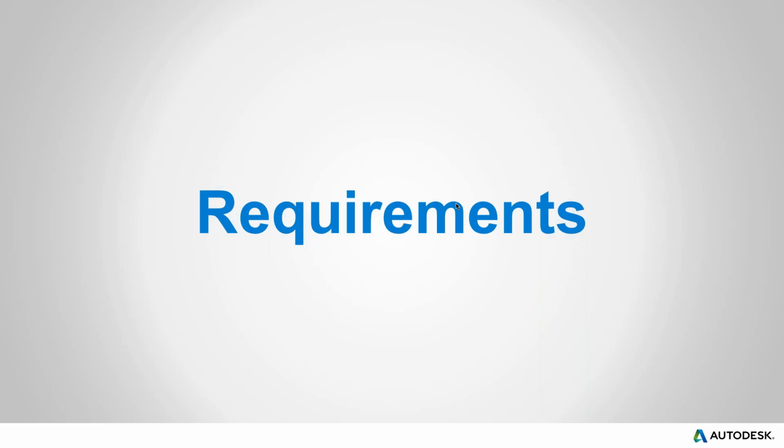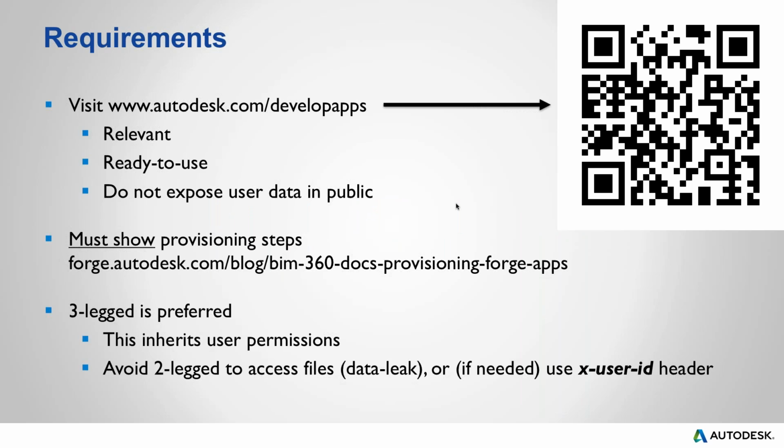So let's get started with the requirements: what we need to make our app live. We have a page where we can show all the requirements for the store. You should go to autodesk.com/develop-apps. Here's a quick summary before we go to that link. Of course, your application must be relevant to BIM 360. It doesn't make sense to make an application that is completely out of scope. The application must be ready to use. Do not delay the usage of the application.